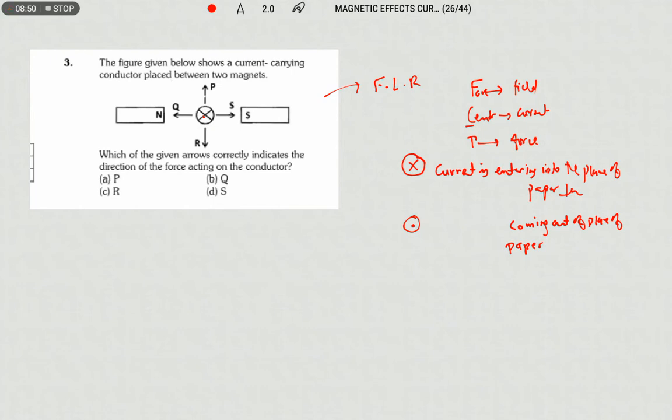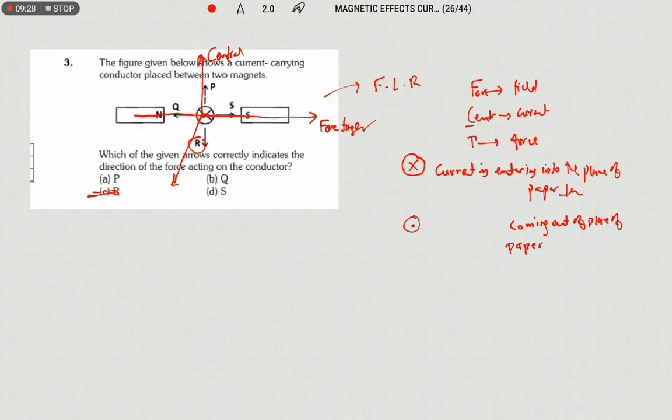Now let us identify that. So this is the direction of the magnetic field. The direction of the magnetic field is always from north pole to south pole. So in this way we need to stretch our forefinger. Next, central finger. So central finger inside. This is the inward direction of the current. That means we need to place our central finger. Then automatically the force is acting downwards. That means along R our force exists on the conductor.